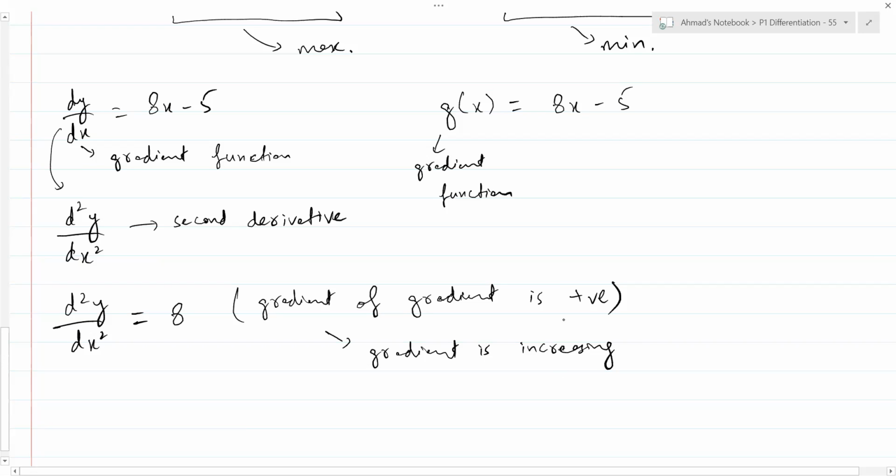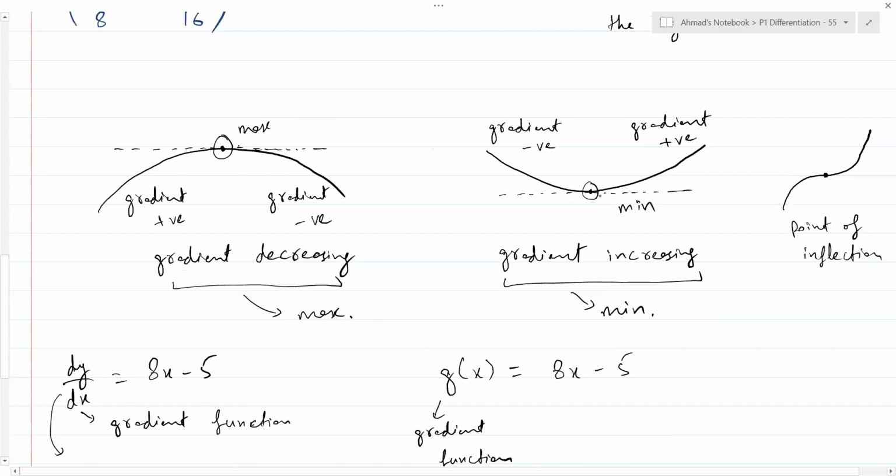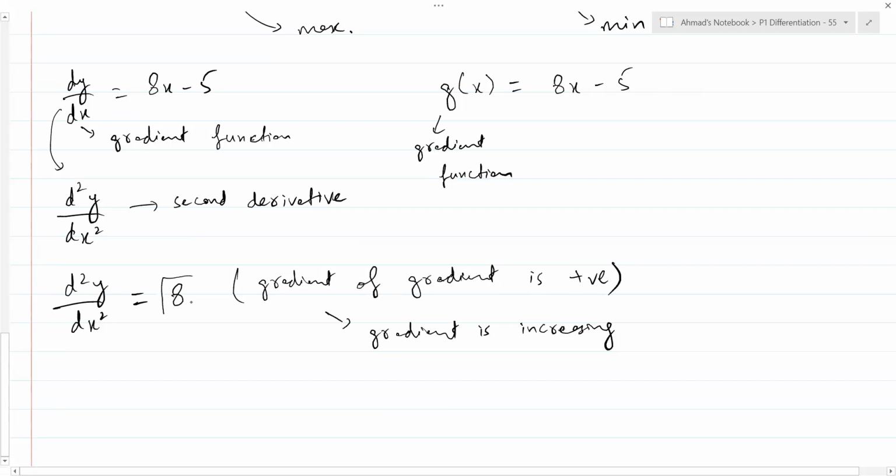जब gradient increase कर रहा होता है, हमारे पास दो cases थे. Gradient increase कर रहा होता है, we say this is going to be a minimum point. So we say क्योंकि यहाँ पे second derivative positive है, because of that reason, the gradient is increasing, so we have a minimum point, right? So that's the idea.